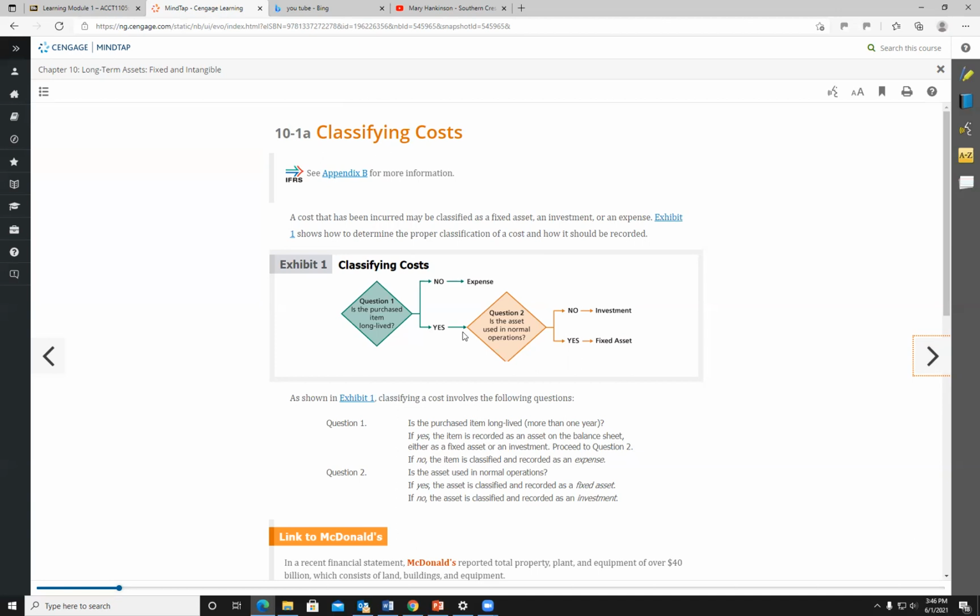But if the answer is yes, then you have to move on to question number 2. Is the asset used in normal operations? If the answer is no, then it's considered an investment. In other words, maybe you purchase land for future use, but it's not in use now. So that would be considered an investment. But if the asset you purchased is going to be used in normal operations, then it's going to be classified as a fixed asset.